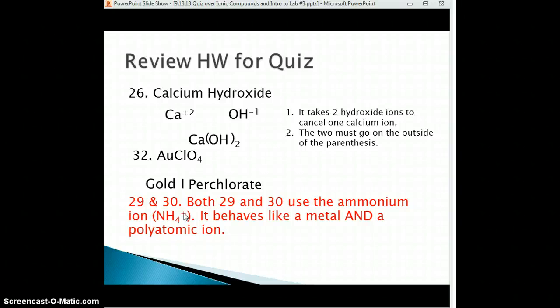And when you use ammonium, it behaves like a metal and a polyatomic ion. So it typically comes first when you write the name and the formula. And if you need to put a subscript next to it, you have to surround it in parentheses. If you're not really 100% sure on how to use ammonium, just do the best you can today, and we'll readdress it on Monday.